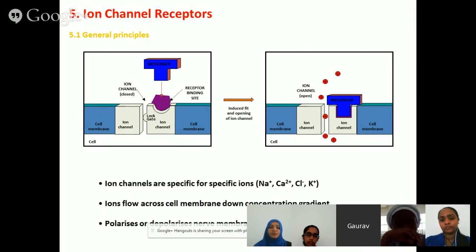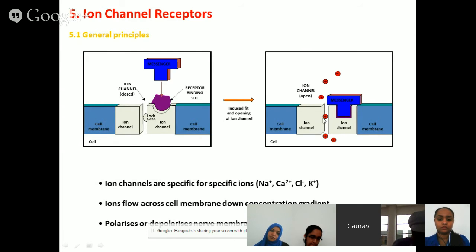As we know about the ions in our body, different types of ions are present here. The specific ions are sodium, calcium, chloride and potassium. These four ions are involved in action potentials. So whenever these ion concentrations are changing inside a cell, they are producing polarization or depolarization of nerve membranes. That is the importance of ion channels.